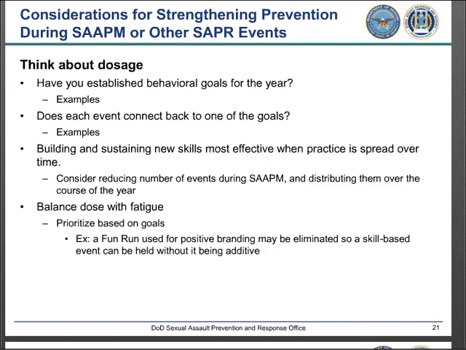Have you thought, okay, this year the behavior we want to drive, for example, is intervening in high-risk situations? Maybe the behavior you want to drive is really effectively using social media platforms to establish norms, right? So what's the goal? What's the behavioral goal? Because again, a prevention goal needs to be based in behavior. And are all of the events you do, not just during SAPM but throughout the year, driving to that goal?